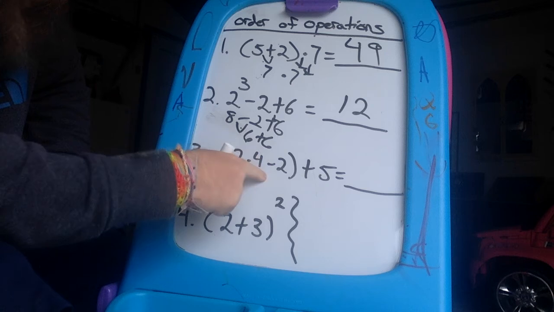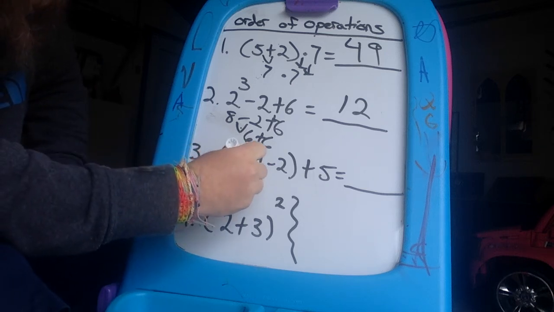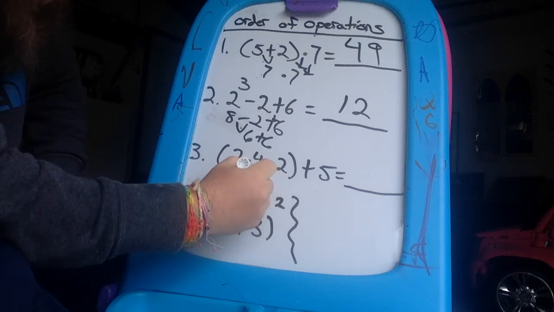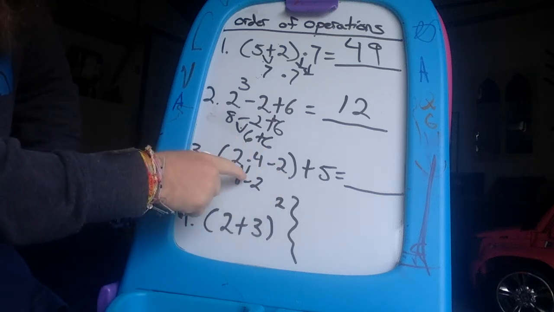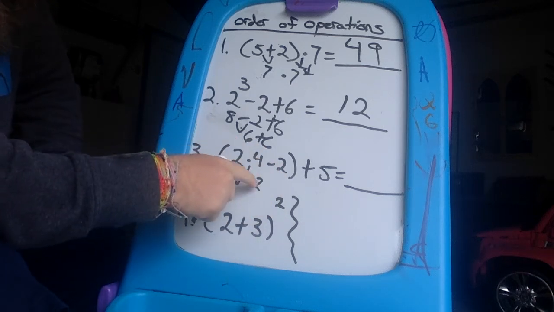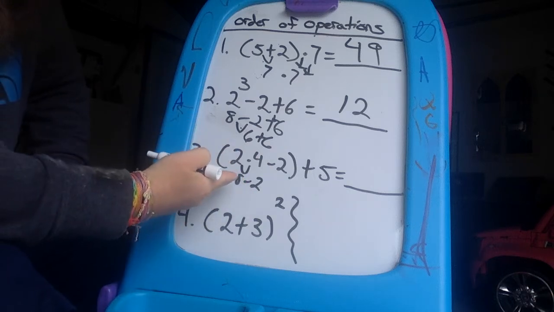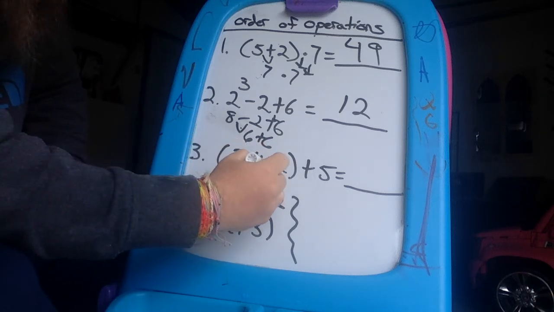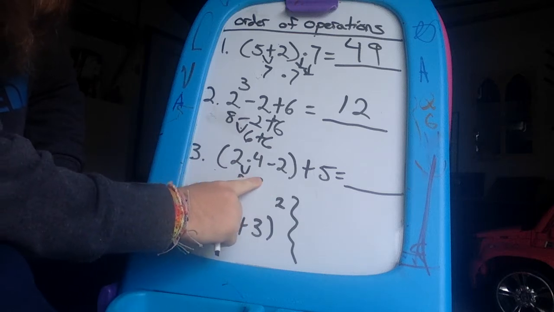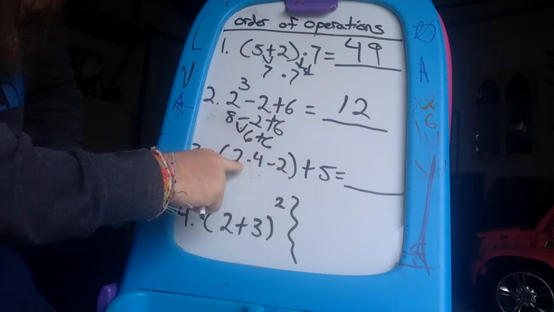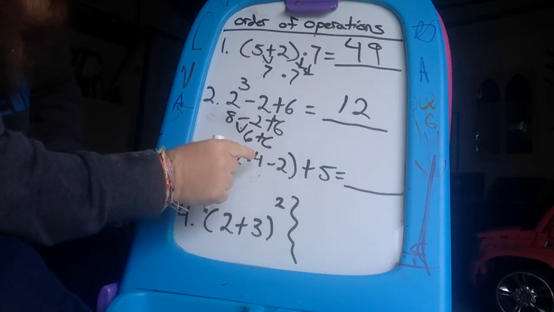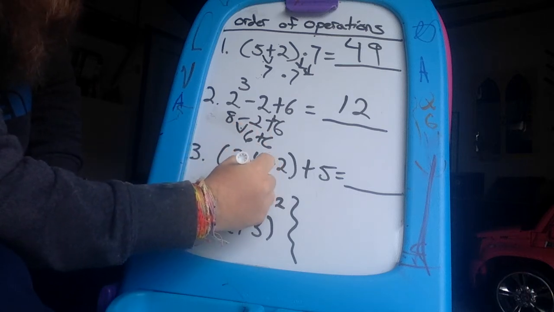But don't forget, you still have to follow through and do what's left in the parentheses. So we bring down the minus sign and we bring down the 2. Again, 2 times 4 is 8. Bring down the subtraction sign, bring down the 2. 8 minus 2 gives us 6. So I can erase this. Once I do my correct order of operations inside the parentheses, I get an answer of 6.